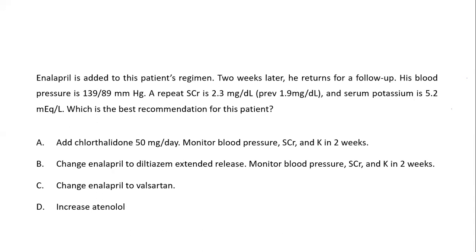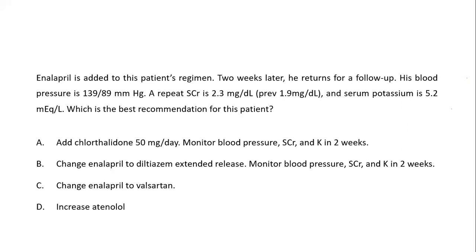His target is 130/80. So what you need to do is add another drug which would cause a diuresis, as an add-on therapy to the ACE inhibitor. Because of that diuresis, it will also help reduce the potassium levels. Increasing atenolol is going to have a bad impact on diabetes and only a moderate impact on the blood pressure. It's not a very good drug for patients who are diabetic and hypertensive.